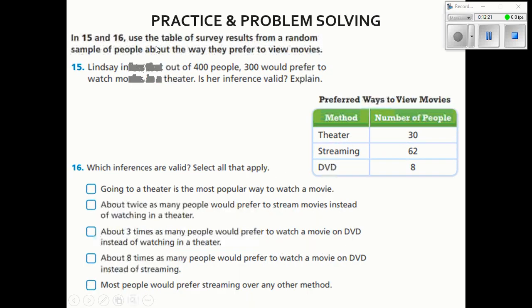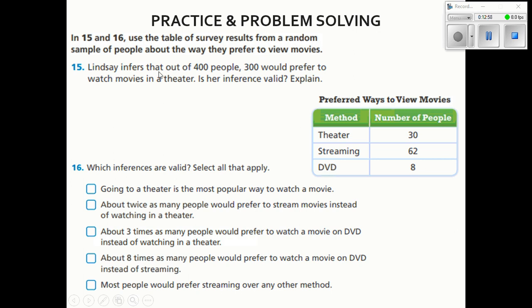In 15 and 16, it says to use the table of survey results from the random sample of people about the way they prefer to view movies. Lindsay infers that about 300 out of 400 people would prefer to watch movies in a theater. Is her inference valid? Well, they said here that 30 would like to watch it in theaters, streaming it, 62 would, and with a DVD, 8 people would like to.